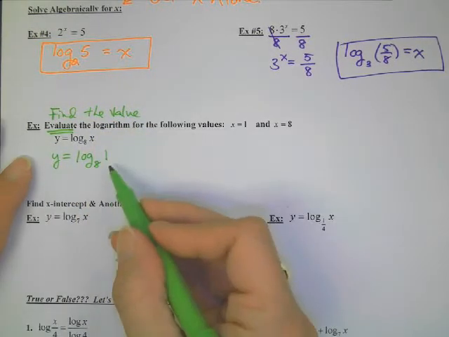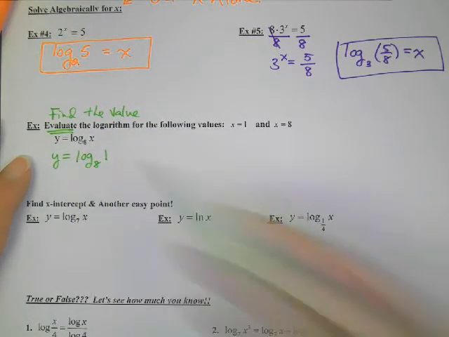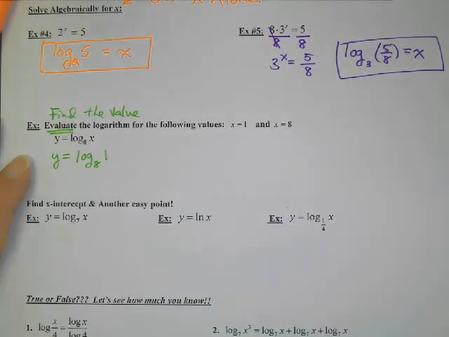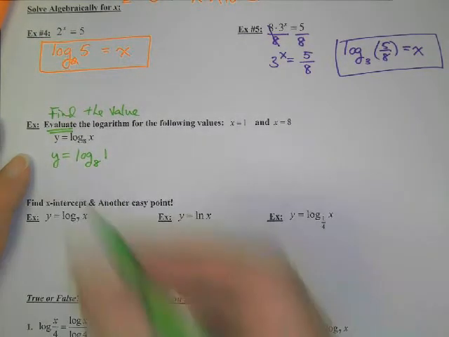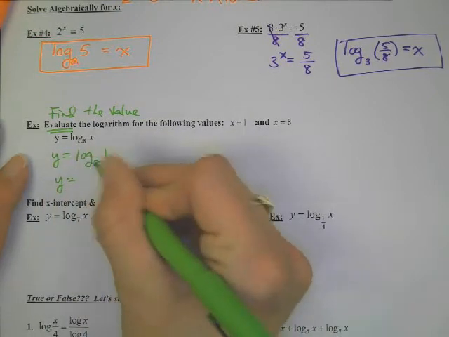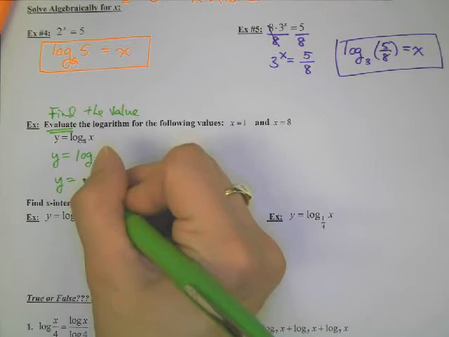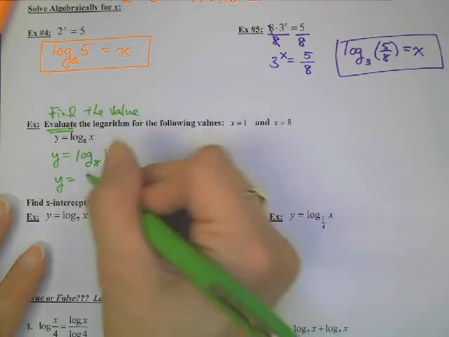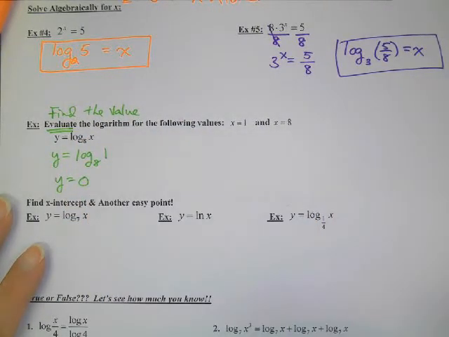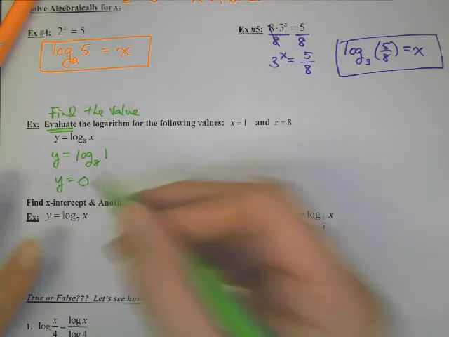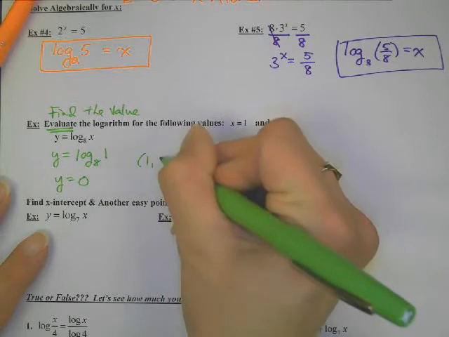Oh, that looks like a rule. Go back and look at your rules, particularly rule number 2, and tell me what log any base of a 1 is going to make. That's right, it's going to make 0. So let's see, that makes a point, doesn't it? That makes the point 1, 0.